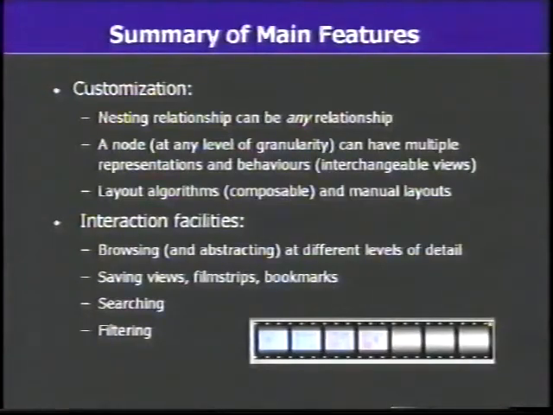As you have seen, SHriMP allows the user to customize and interact with the information exploration environment in many ways. Any relationship can be the nesting relationship, and nodes have multiple representations and behaviors. The composable layout algorithms, along with manual layouts, are also customizable. Users can browse and abstract information at different levels of detail, save views for future reference, filter relationships to reduce cognitive overhead, and search the source code, all using the same environment.